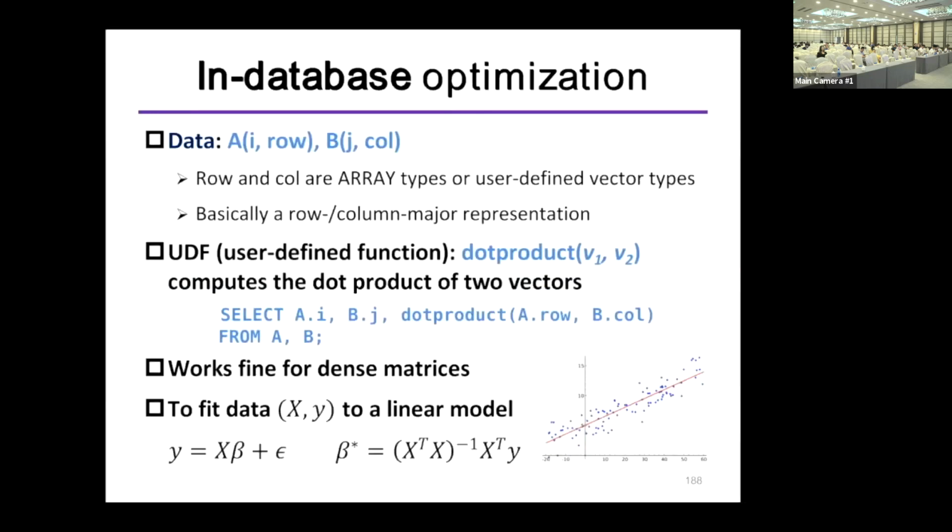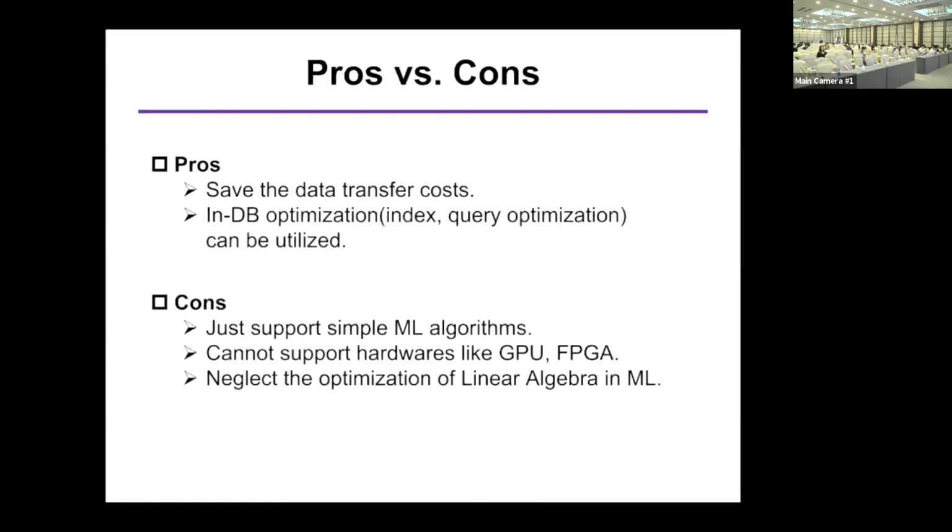So for example, if we want to fit a simple model, we can just do it in the database, but it just works well for simple models, and some linear algebra optimization cannot be used because it is executed in the database. So the process saves the data transfer cost, and some database optimization can be utilized, but they just support simple machine learning algorithms and cannot support hardware like GPU and FPGA, and it negates the optimization of linear algebra in the machine learning algorithm.